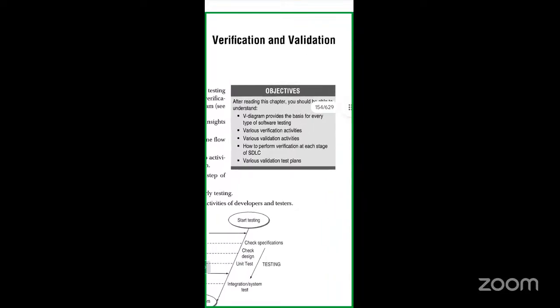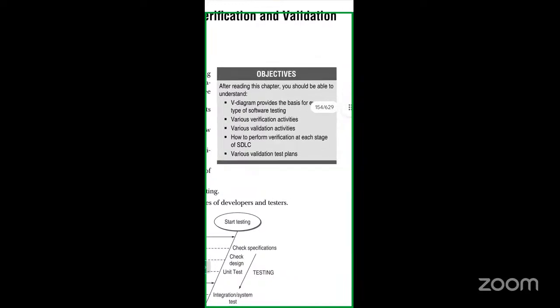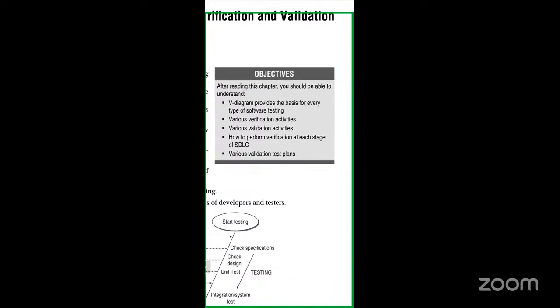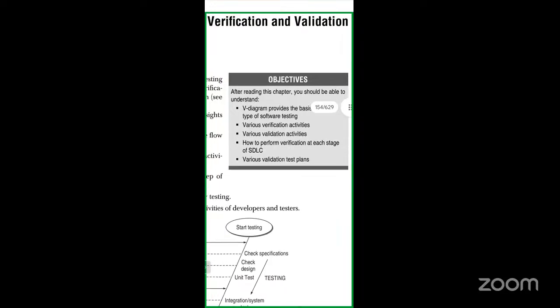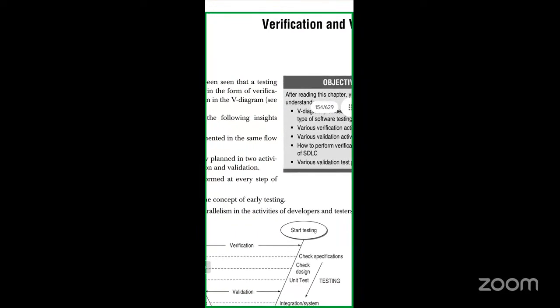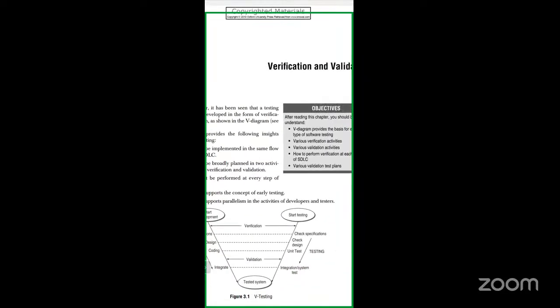Right? So in verification and validation, that is double V, the main objective over here is that the V diagram provides the basis for every type of software testing. We will be seeing various verification activities and various validation activities, then how to perform verification at each stage of SDLC, and various validation test plans. So verification and validation is simply what we call V testing.